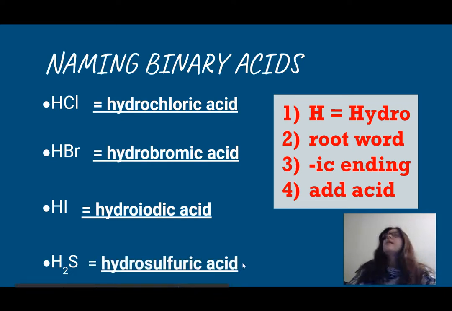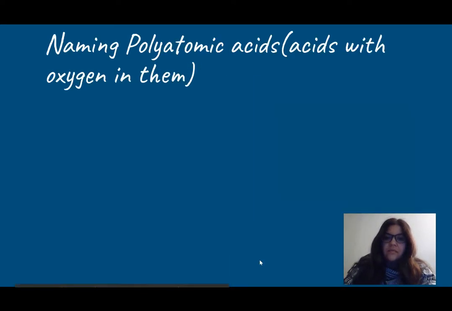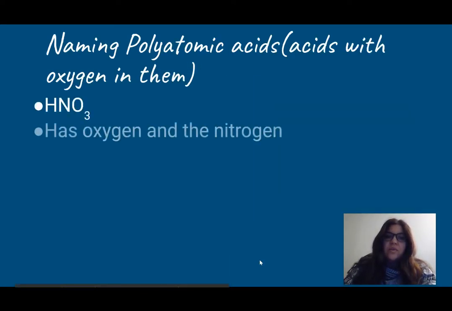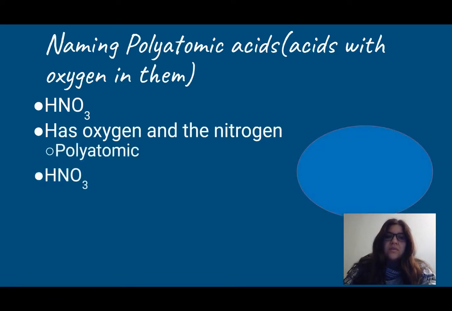So that system is relatively straightforward. However, we do have a lot of acids that don't fall into the binary acid category. And so for those, we have a different system that we use. So for naming polyatomic acids, we have a different system.